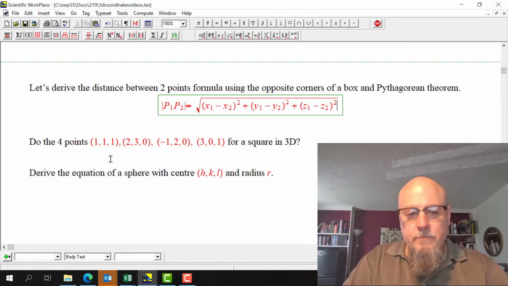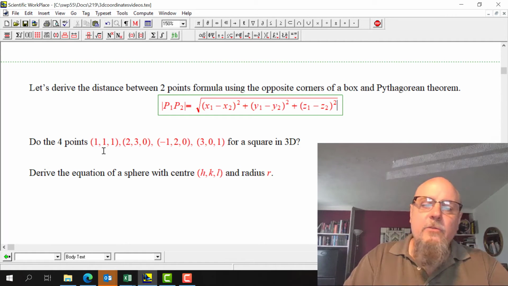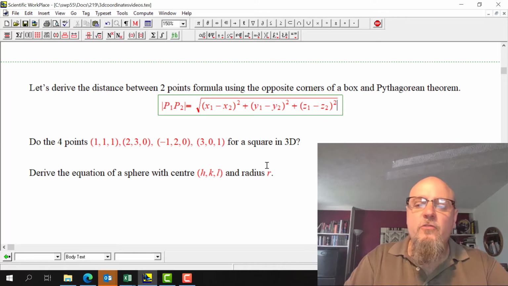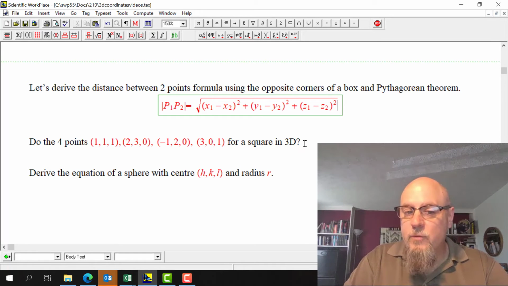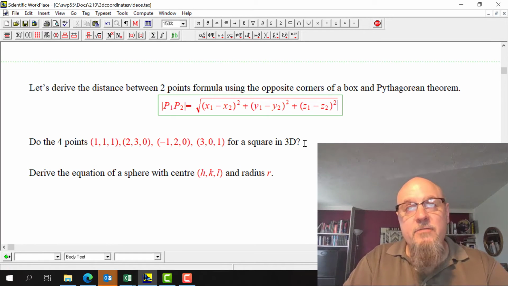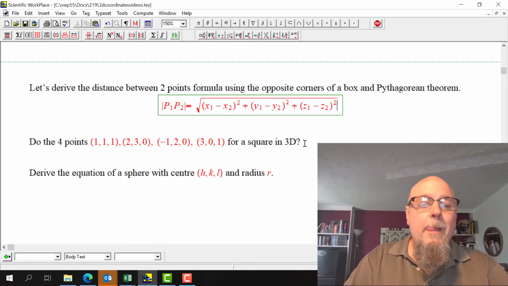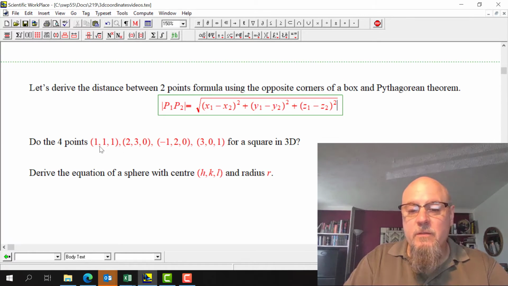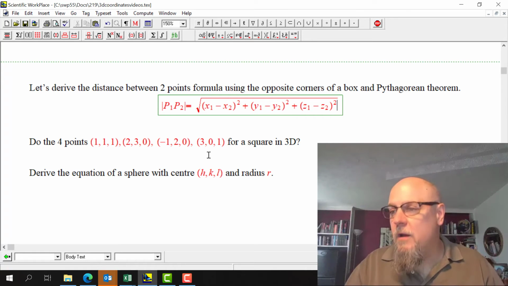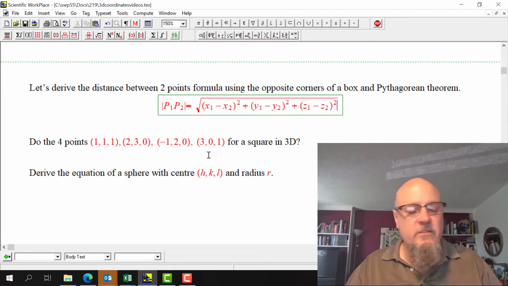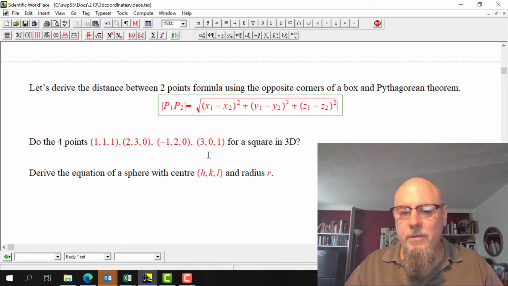So here's our first question using this formula. Do these 4 points form a square in 3D? Now, if they do form a square, then the distances between the points on the edges of the square have to be equal for it to be a square. And we also have to think about the right angle pieces as well.